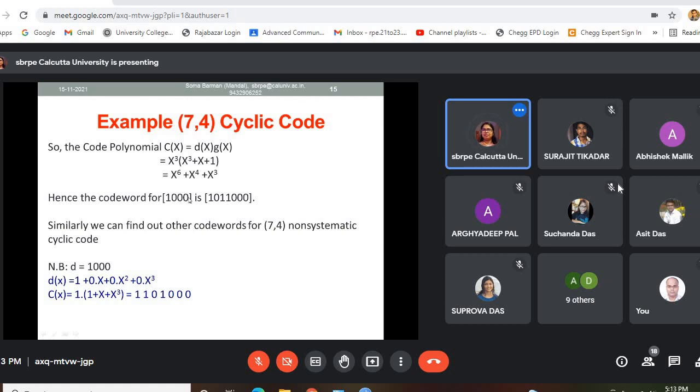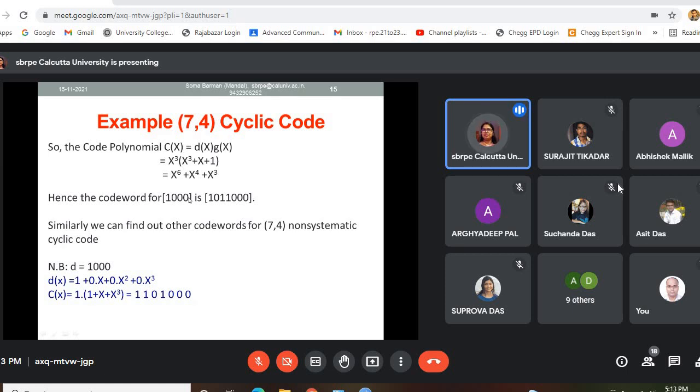Clear? This way you can generate the other code words. In this case we are considering the 7-4 cyclic code, so your data runs from 0 0 0 0 to 1 1 1 1, which is 16 data words. I am considering only one, and the rest you can calculate the same way.